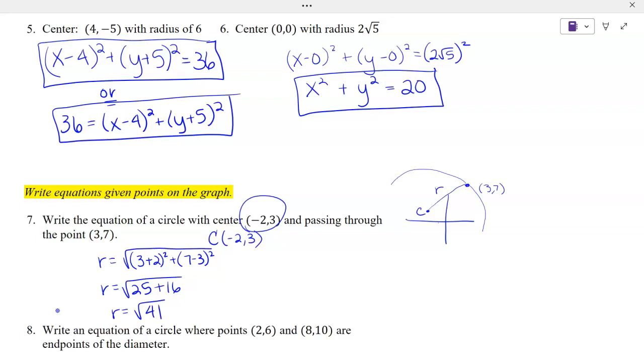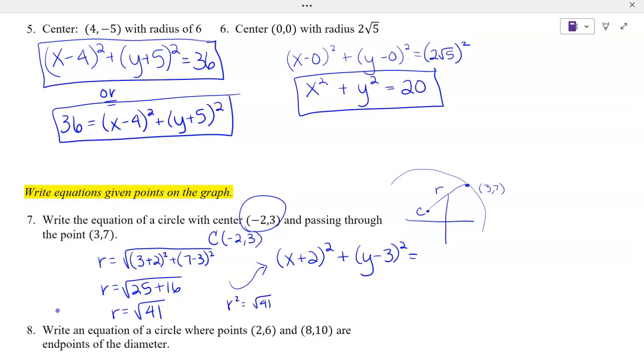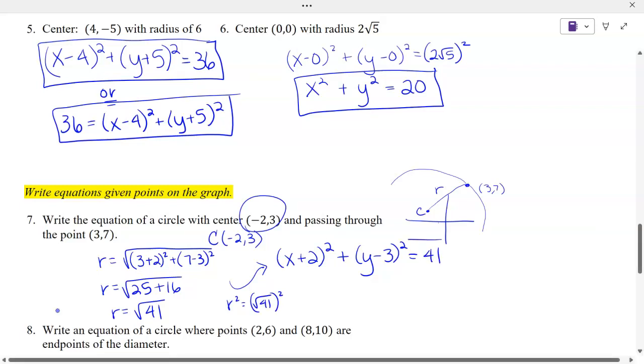So once we know the radius, we can put this with the center into the equation for the circle, which is going to be x minus h, so x minus a -2, which will be x plus 2 squared, plus y minus k, or y minus 3 squared, and it's going to equal r squared. And remember, r squared is just going to be the square root of 41 squared, and the square root of 41 squared just gives you 41.